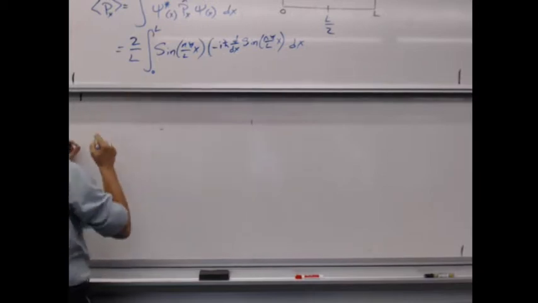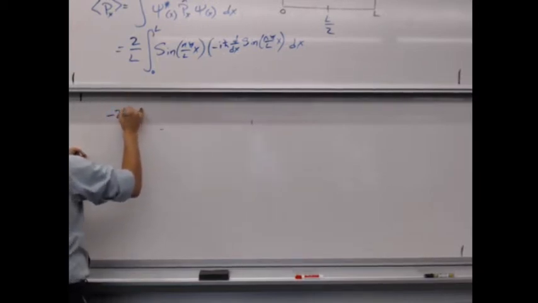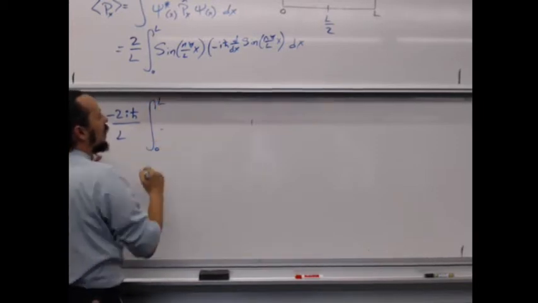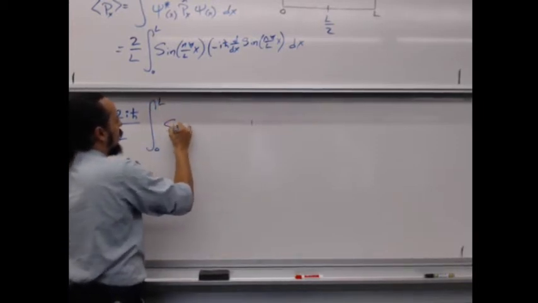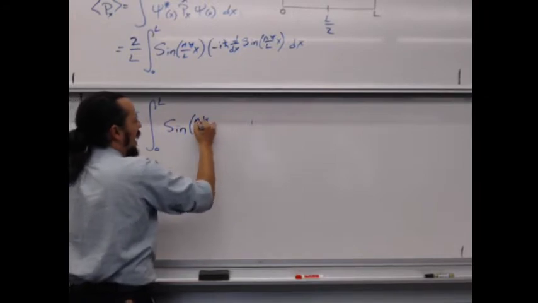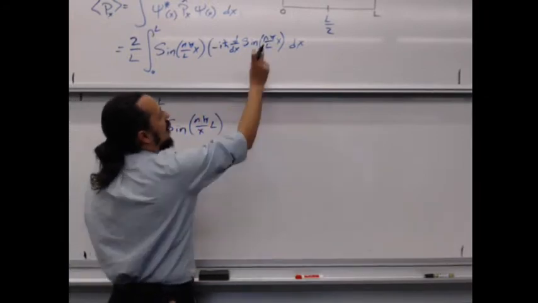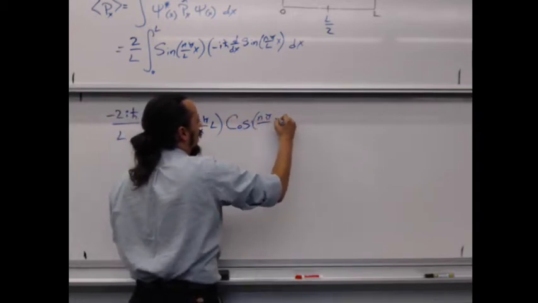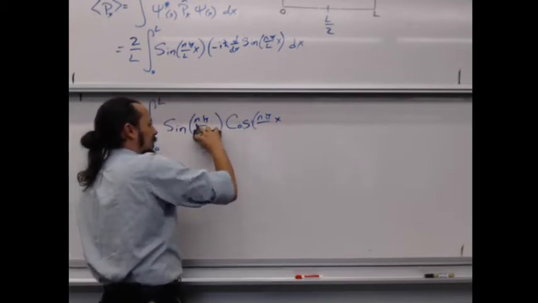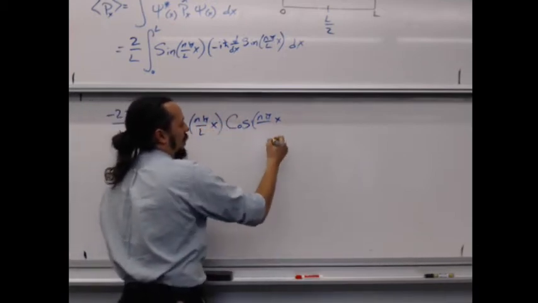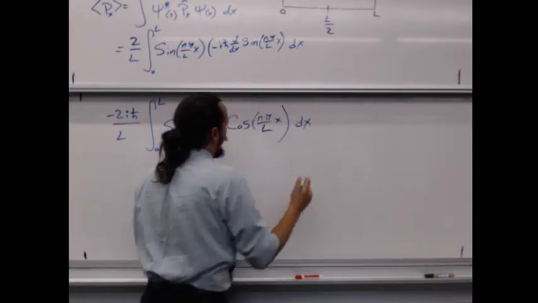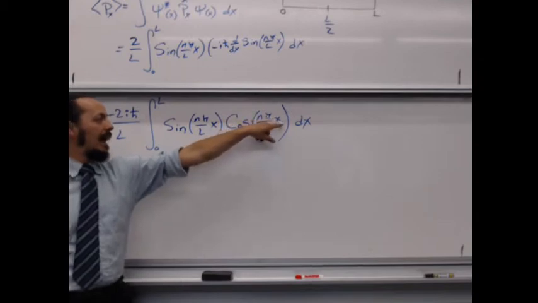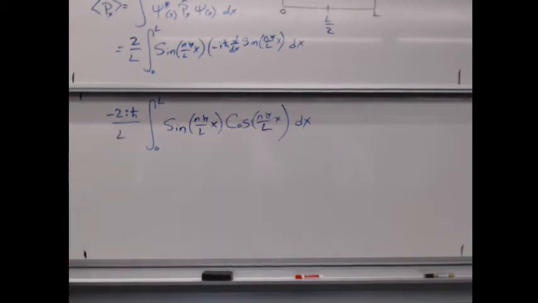I'm going to move the IH bar out, so I'm going to have negative 2I H bar over L, integral from 0 to L, sine n pi x divided by L, cosine n pi x divided by L dx.